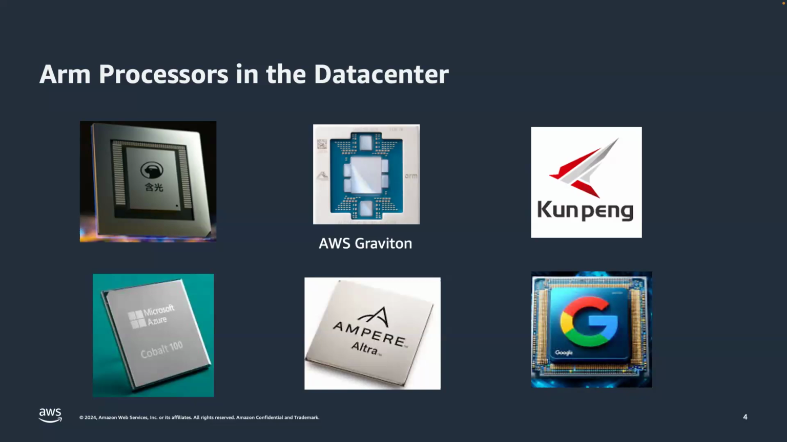But since the end of last year, Google and Azure have announced that they will also start manufacturing ARM processors moving on, with their Cobalt and the Google Cloud as well. They will also start manufacturing them.